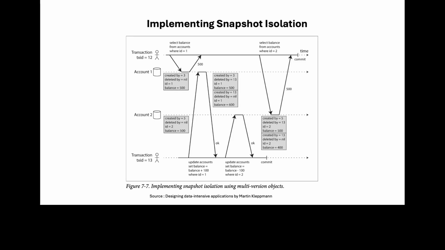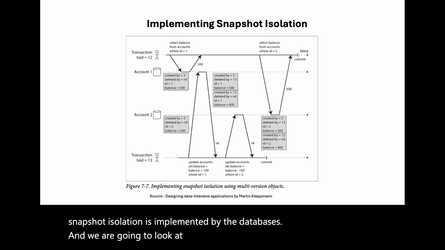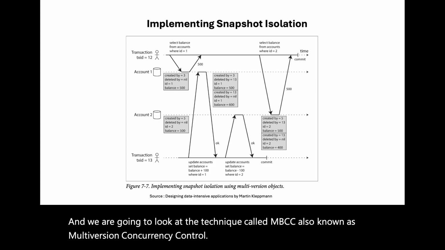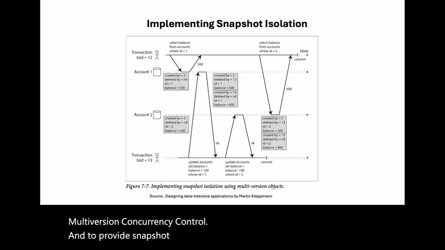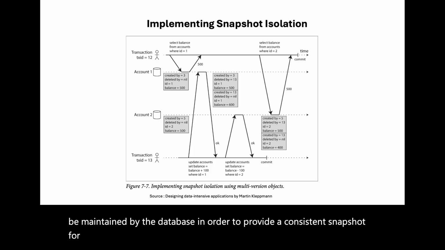Hello everyone. In this video, we are going to talk in a little more detail about how snapshot isolation is implemented by the databases. And we are going to look at the technique called MVCC, also known as multi-version concurrency control. To provide snapshot isolation, multiple versions of your object have to be maintained by the database in order to provide a consistent snapshot for your reads.